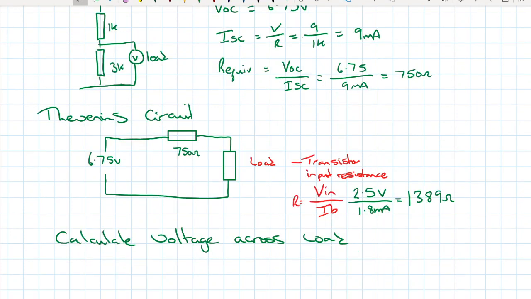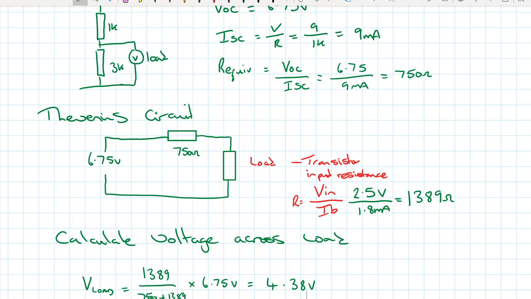So we're just going to calculate the voltage across the load. Now we know these two resistances, so we can use our quick ratio method. The voltage across our load is going to be R2, so 1389, divided by our 750 plus 1389, times the voltage that we got, 6.75 volts. That gives us an answer of 4.38 volts.